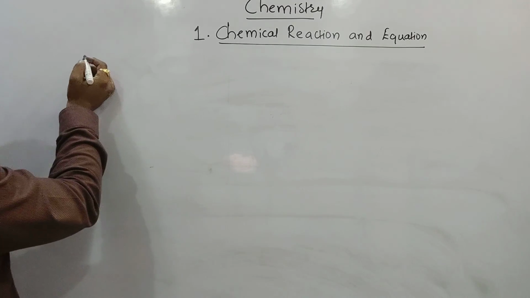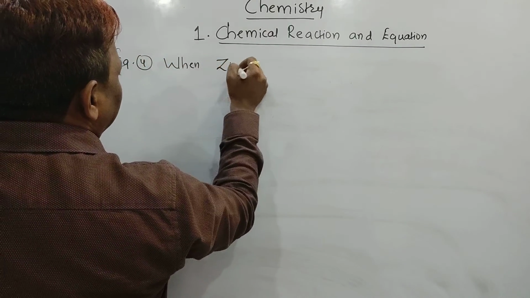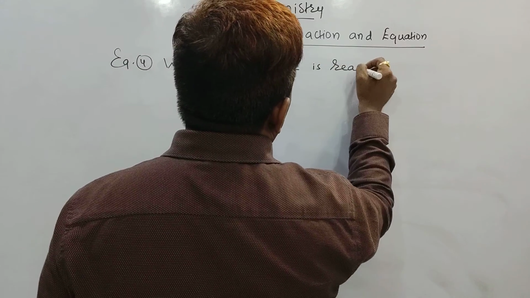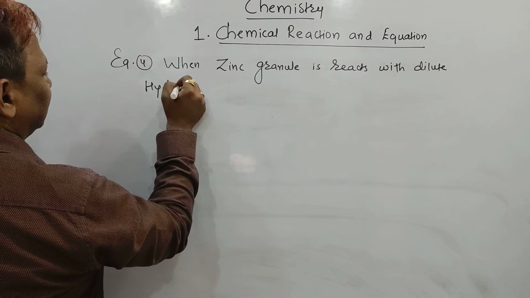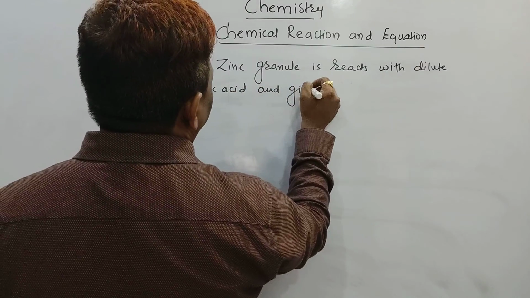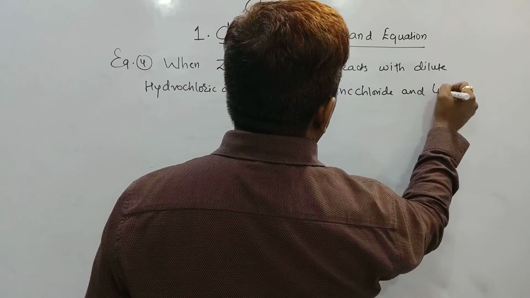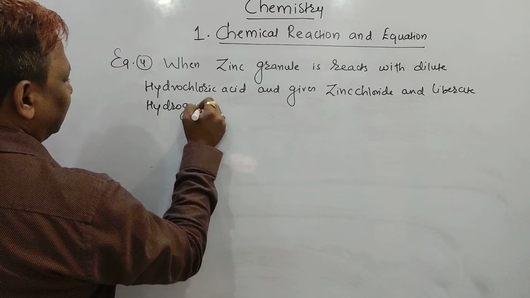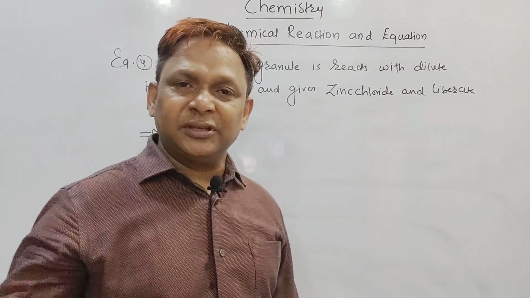Example number 4 I am going to write here. When zinc granule reacts with dilute hydrochloric acid, and gives zinc chloride and liberates hydrogen gas, right? Please try to write the reaction as a chemical equation for this one.